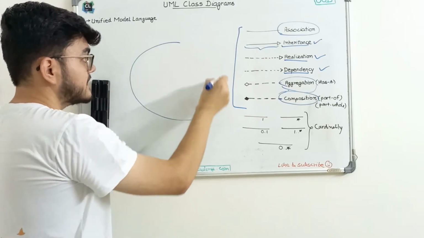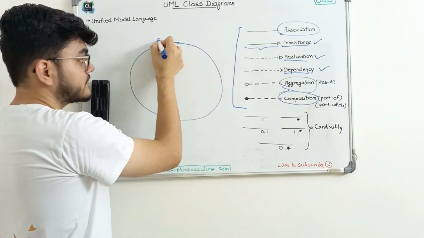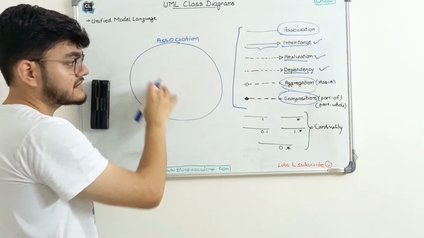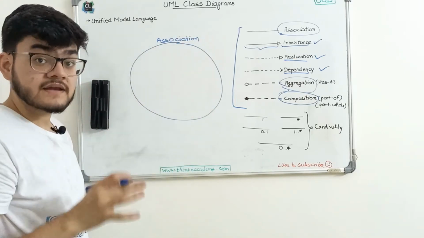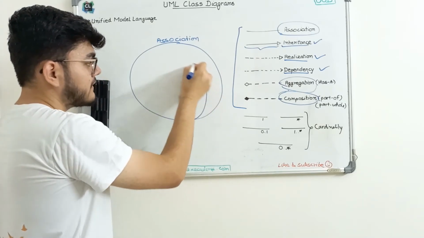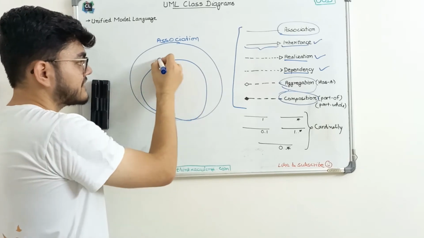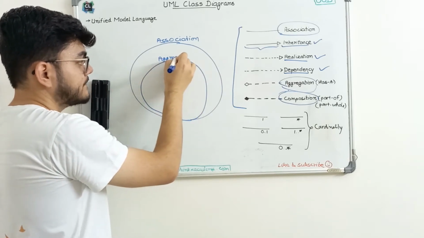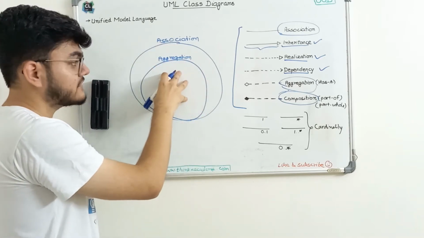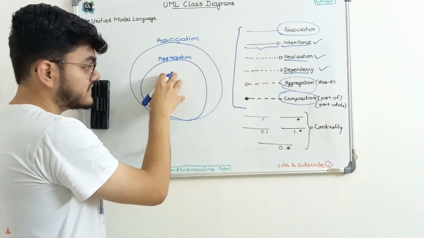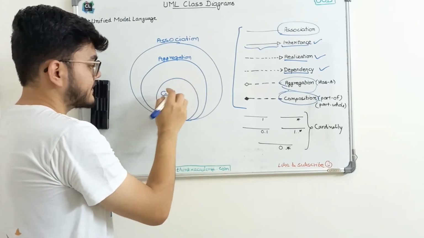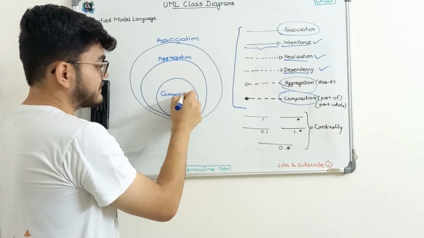First, I will draw a circle here, a big circle. This circle represents the association relationship, right? So let's say we have some examples inside of the circle that are examples of association relationship. Out of these examples, there are some examples which are examples of aggregation, right? Out of these examples of aggregation, there will be some examples of composition, right? So here we have the examples of composition.